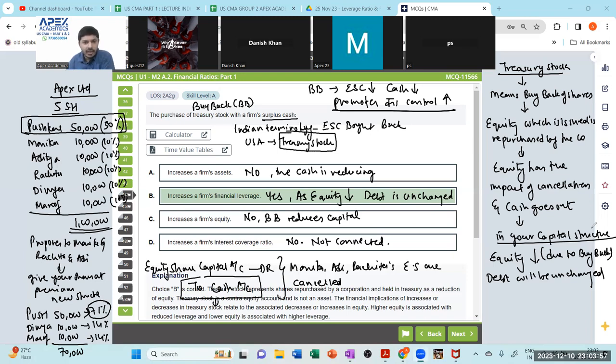Wait a second, something is written here. If there is no surplus cash, the powerful person having a higher percentage in equity can bring his own money and buy the other shares. Of course, that is what they normally do. Can he? No, he will. He will do that. That's what business is.